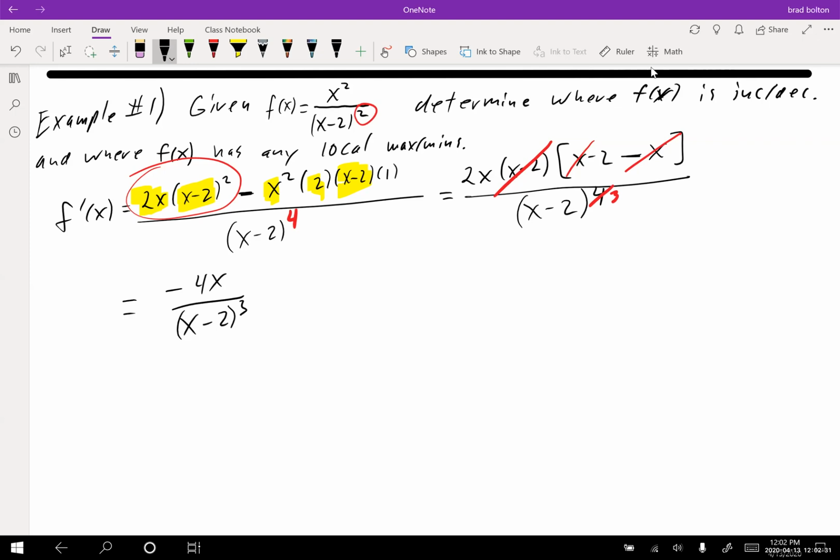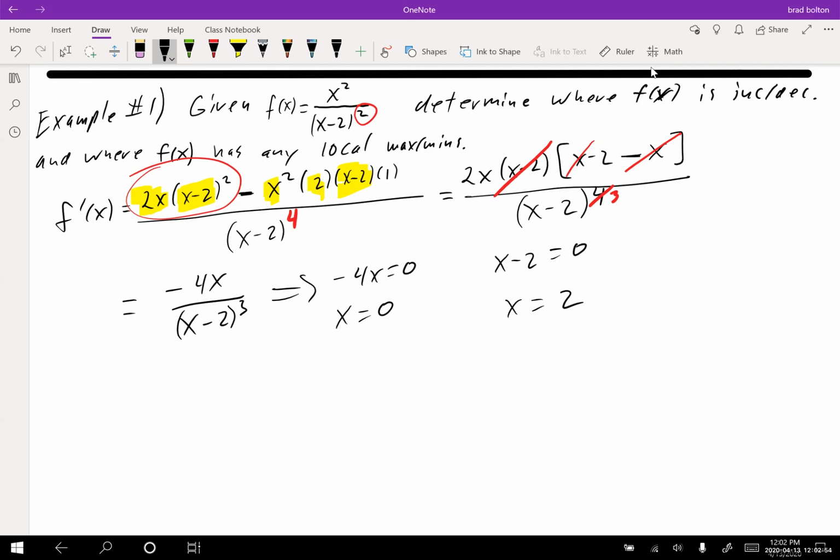Well, that's pretty nice. I thought it was going to be way worse than that. So we actually ended up pretty good. Now what we need to do is find our critical numbers. So we're going to set negative 4x equal to 0, and we're going to set x minus 2 equal to 0. I set my numerator and my denominator equal to 0. We get x equals 0 and we get x equals 2.